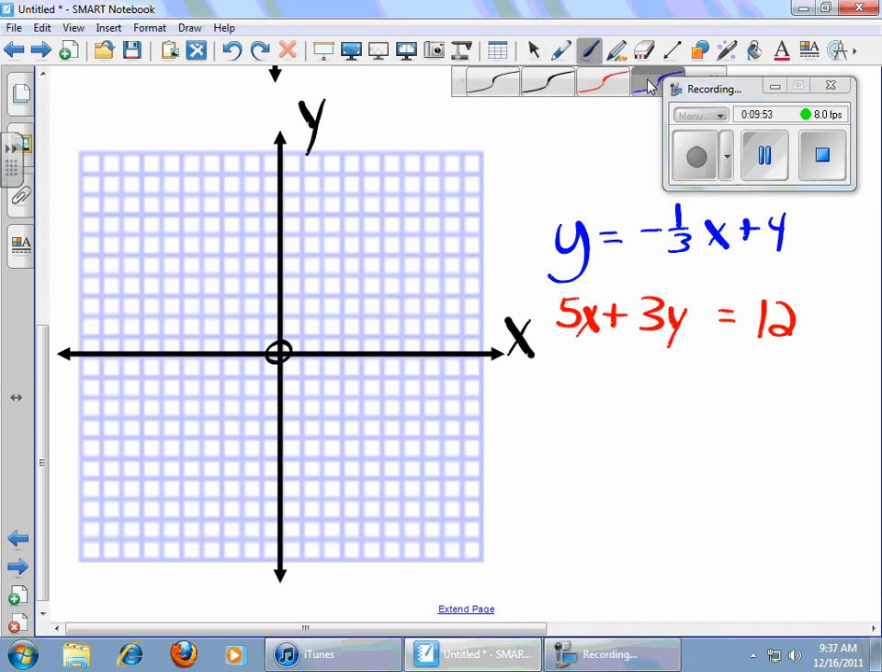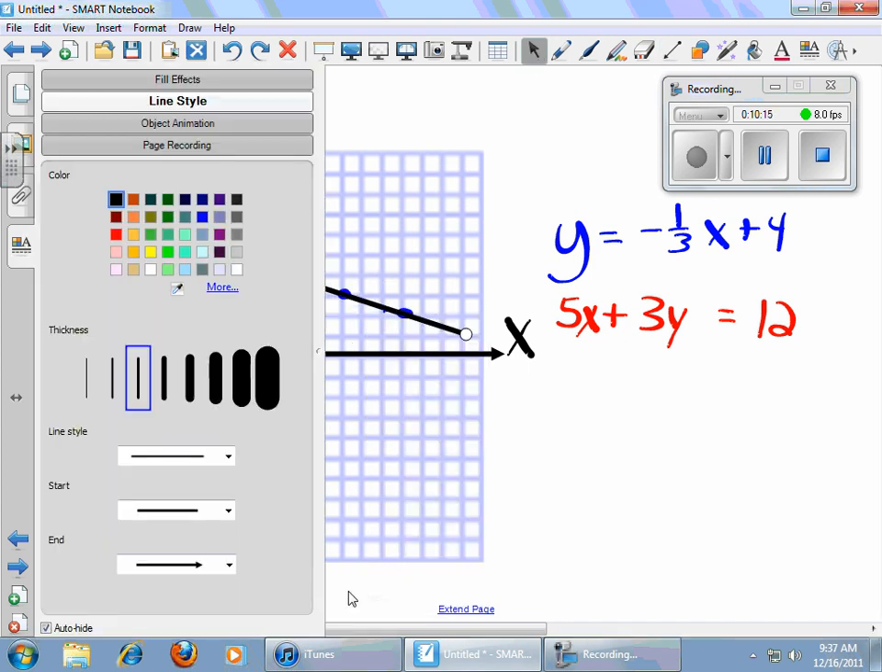I know it's in slope y-intercept form, so I go up 1, 2, 3, 4. All right, then I go down 1, right 3. Down 1, right 3. Oops, 3. Yeah. Okay, it's going to be a solid line because it is an equation. It is equal to. And I draw it in there. And I put an arrowhead on it.